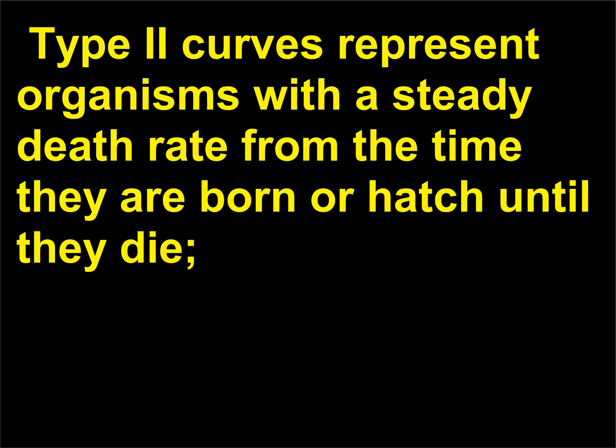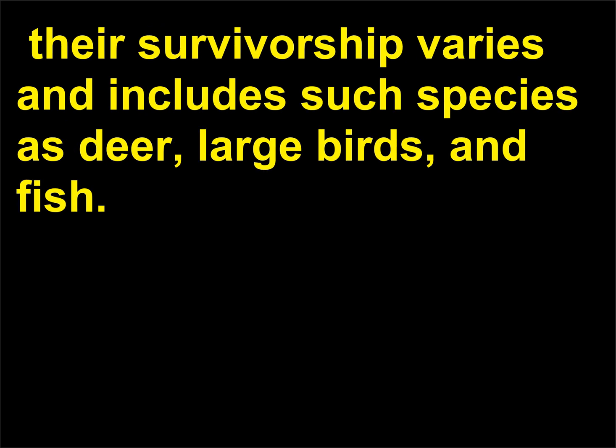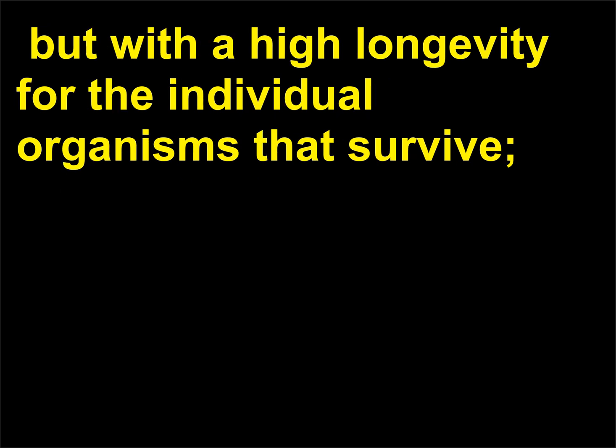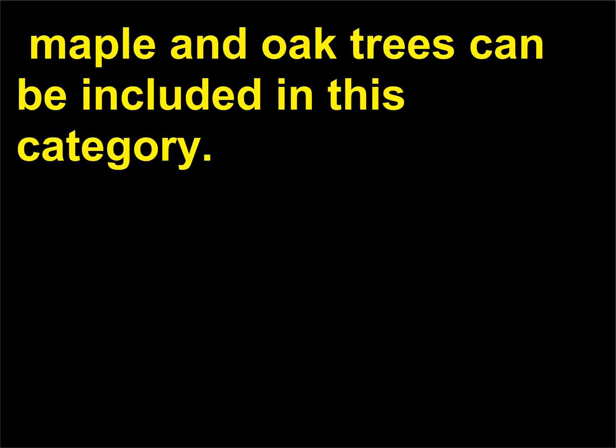Type II curves represent organisms with a steady death rate from the time they are born or hatch until they die. Their survivorship varies and includes such species as deer, large birds, and fish. Type III curves include those organisms that have a low survivorship shortly after being born, but with a high longevity for the individual organisms that survive. Maple and oak trees can be included in this category.